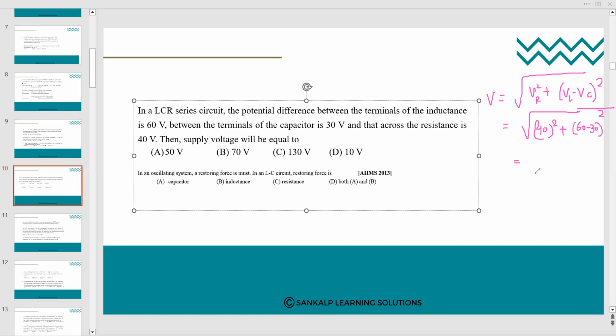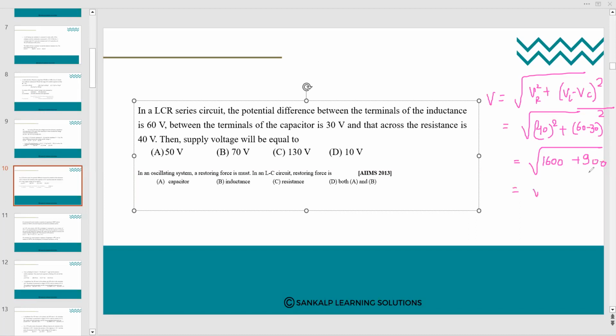So this is equal to 40 square. 4 square is 16, so that is nothing but 1600, plus 60 minus 30 is 30. 30 square is, so 3 square is 9, that is nothing but 900. So it is 1600 plus 900.